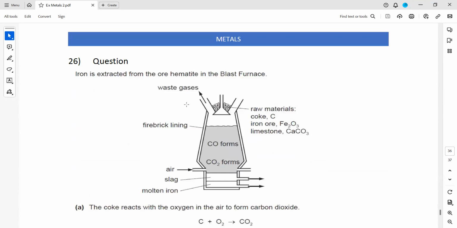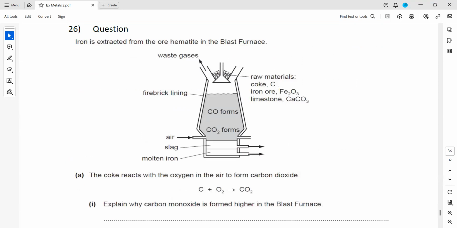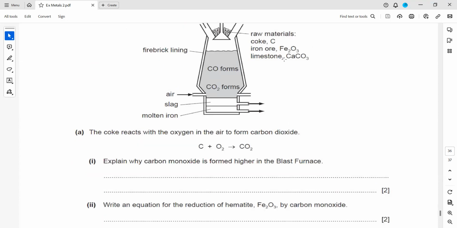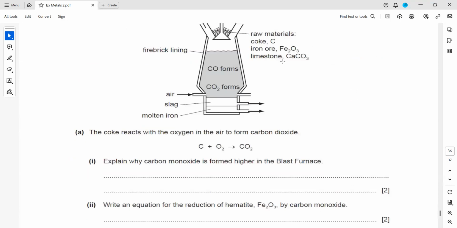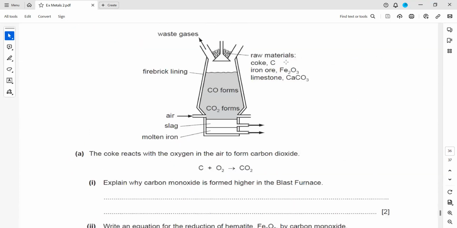Then this question is about the extraction of iron from the blast furnace. You can see the ore of iron, which is hematite. In the blast furnace, we have the raw materials: coke, iron(III) oxide, which is the hematite, and calcium carbonate, the limestone. The coke reacts with oxygen in air to form carbon dioxide. Explain why carbon monoxide is formed higher in the blast furnace. This is a place where carbon dioxide is formed, and this is a place where carbon monoxide is formed. Why is carbon monoxide formed higher up?